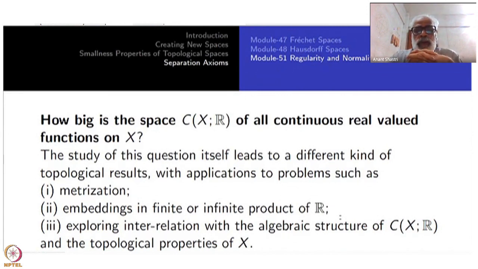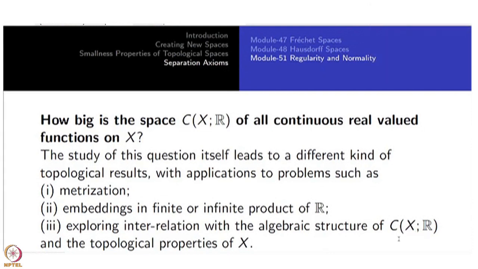and exploring the interrelationship between the ring structure, the algebraic structure of C(X, R), with the topological properties of X. So these are the few things. For example, when you go to function theory, it is not all continuous functions they take. They will take analytic functions. That is what is important for them in complex analysis. If you go to algebraic geometry, they will only take polynomial functions. So it depends. For us, if you want to study the entire topology, you much better take continuous functions. In differential topology, you will take differentiable functions, smooth functions, and so on.